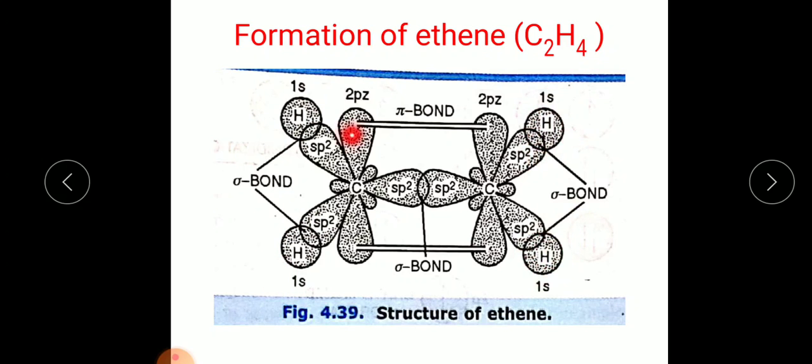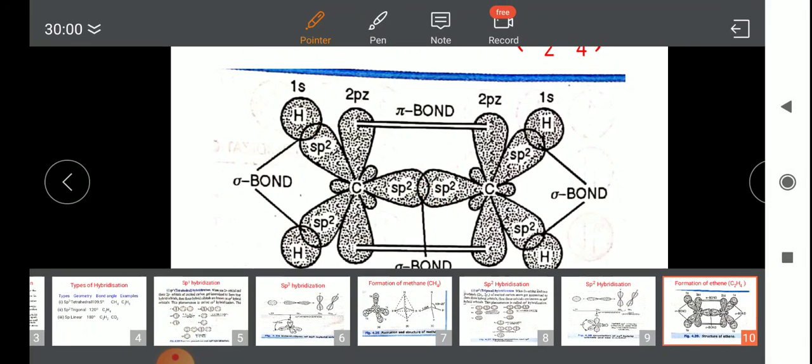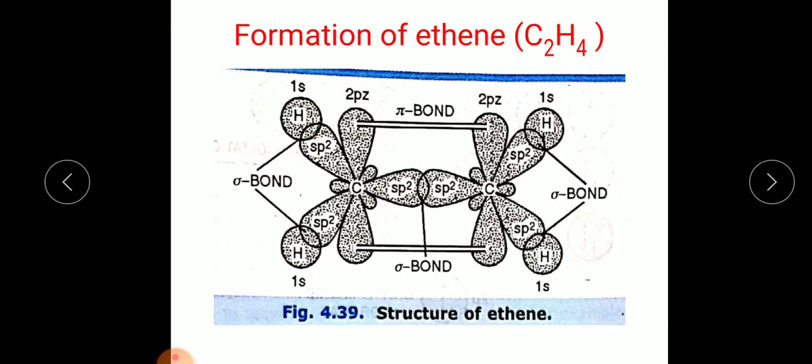Now the pz orbitals, which are perpendicular to the axis, will overlap with each other. That will give rise to a pi bond, because a pi bond is formed by the sidewise overlapping of p orbitals. And one more sigma bond is formed over here, so 1, 2, 3, 4, 5 sigma bonds and 1 pi bond. So this is how the ethene molecule is formed.